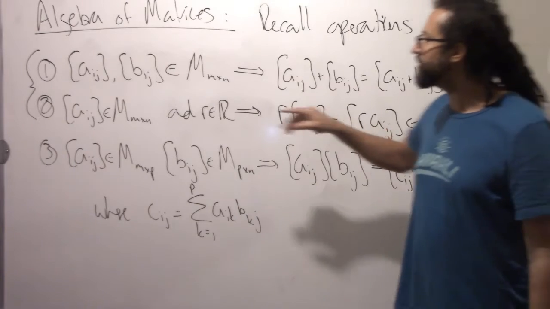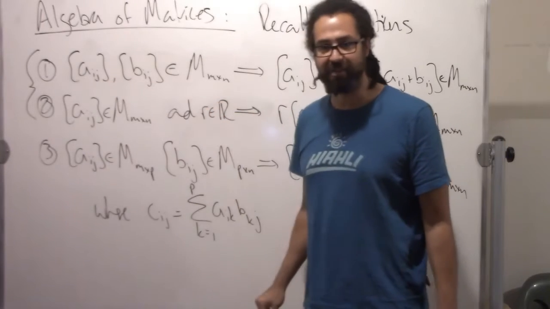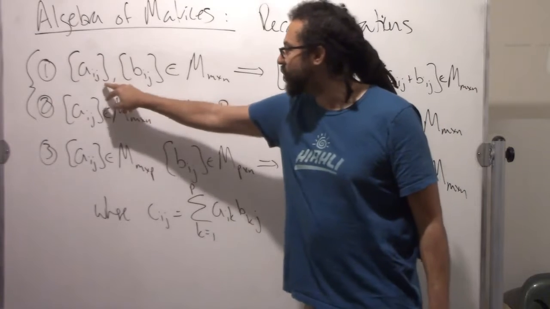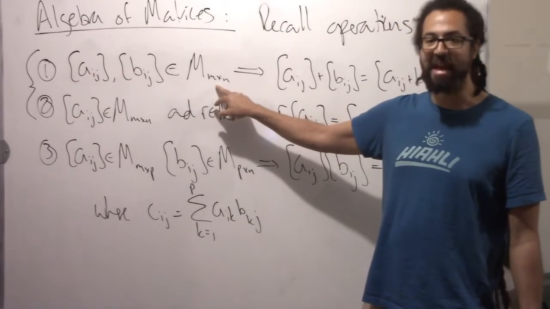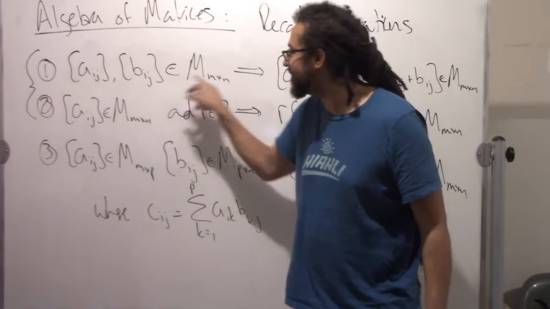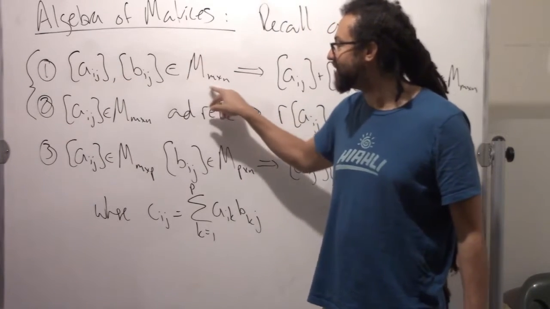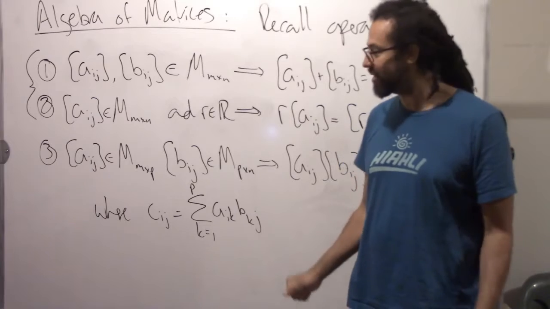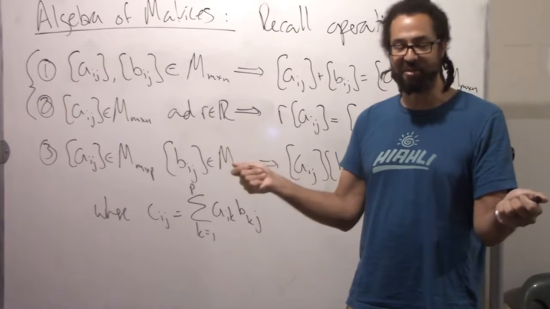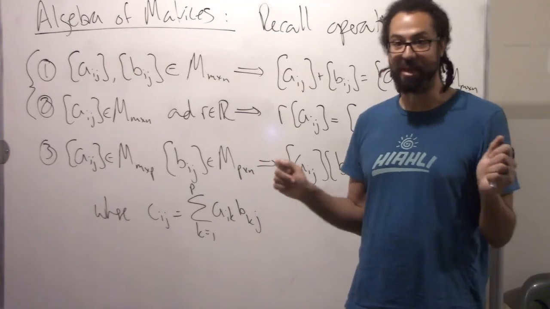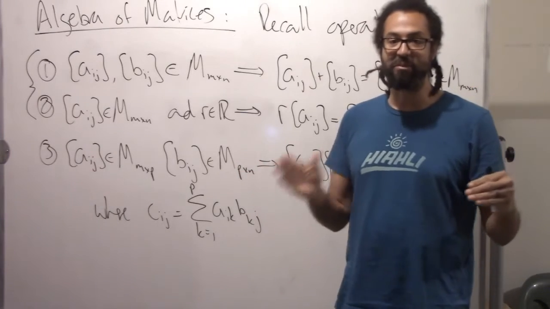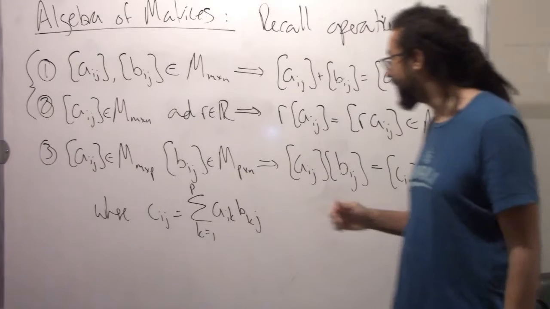So the first is addition of matrices. If you want to add two matrices together, they both have to be of the same size. So both of these things need to come from that same set of all m by n matrices. You cannot add two matrices of different size. They both have to be m by n, right? Both have to have the same number of rows and the same number of columns.